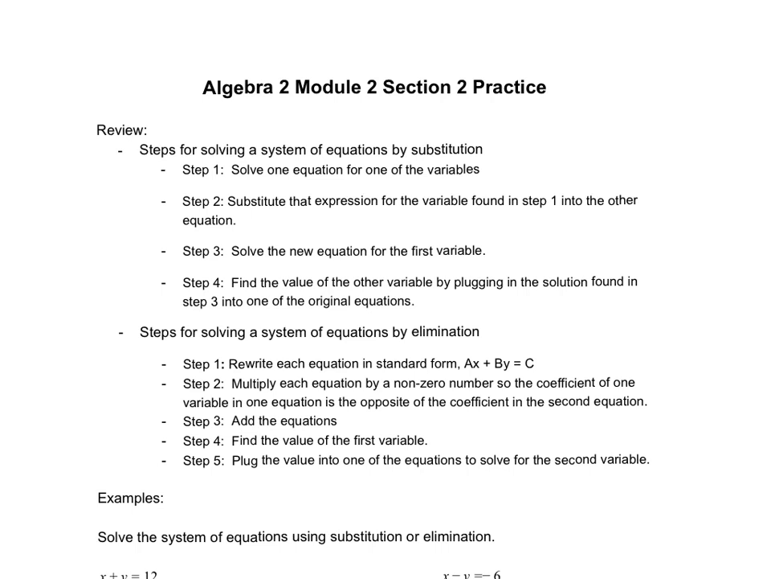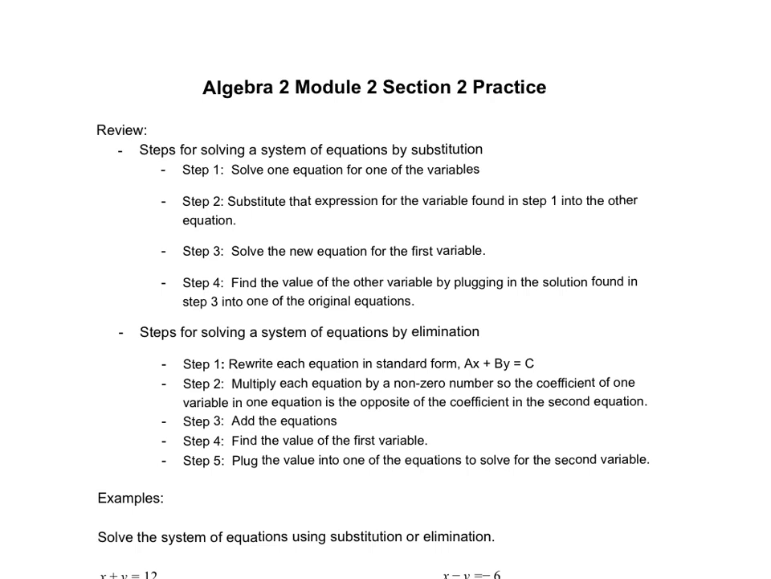Multiplying one or both equations by a non-zero number, so the coefficient of one variable in one equation is the opposite of the coefficient in the second equation. And step 2 is kind of difficult to understand by words. It's easier to see in an example. So basically the number in front of x or the number in front of y has to be the same in both equations, but one of them is positive and one of them is negative.